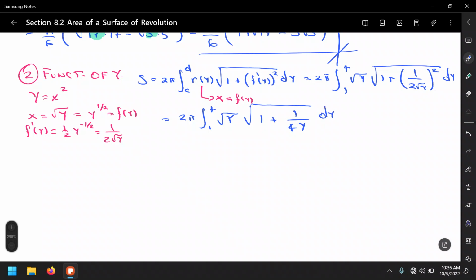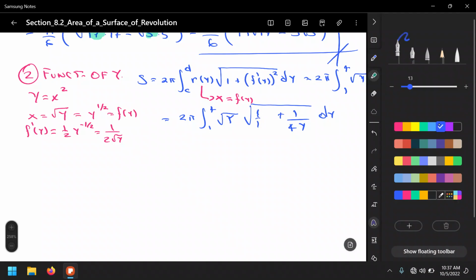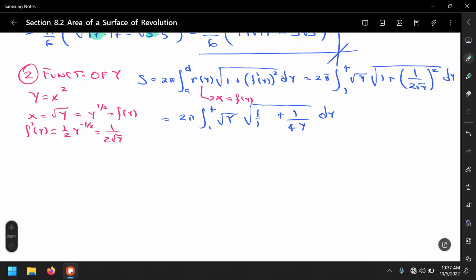Alright, so from here there's a couple of ways to go about the next few steps. We could find the LCD and combine the fractions together. So that's basically 1 over 1 plus, well, in this case we need to multiply numerator and denominator by 4y. This way we get the same denominator, so we can write this as a single fraction.